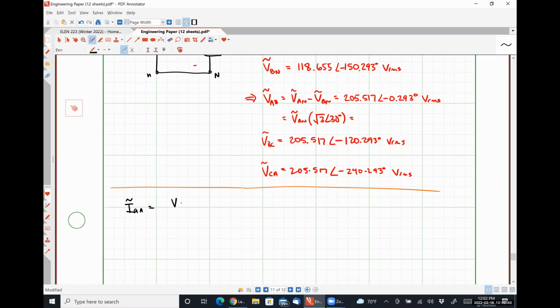IAA, as both Coy and Christian pointed out, is simply the quantity VAN divided by ZW plus ZY. Somebody tell me what that is, because I didn't bring my calculator. I don't have notes for this. I just wanted to point out how to do it. 11.017 angle negative 52.0943, RMS. Can anybody else verify that for me?